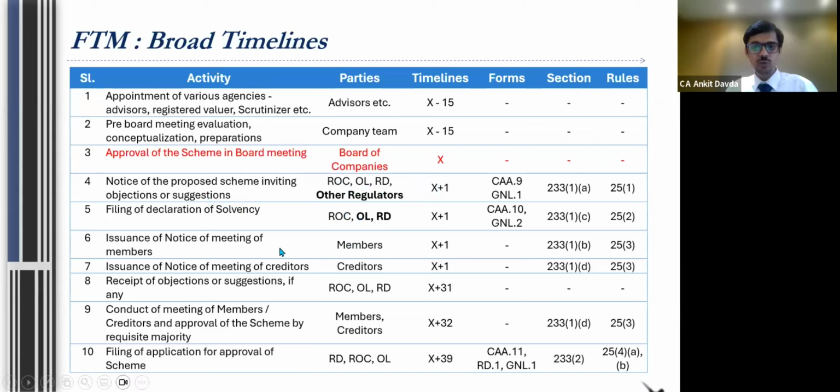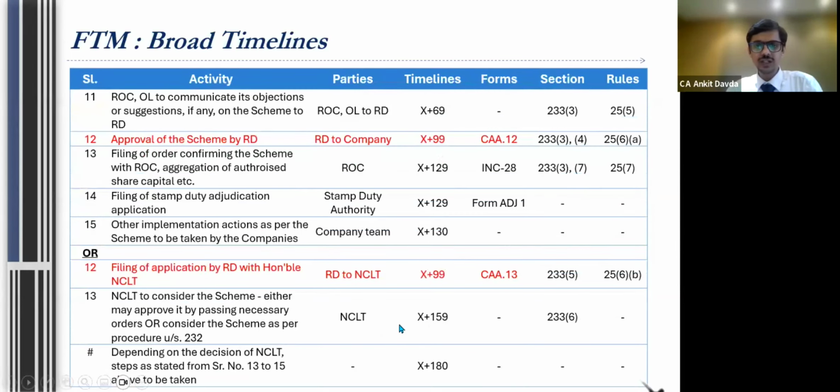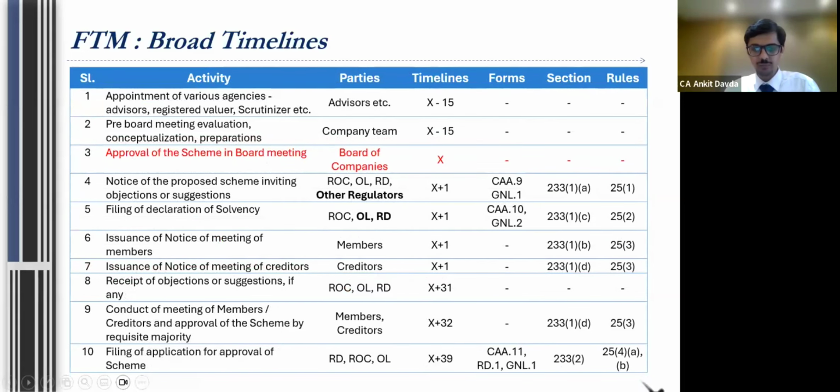And as we discussed the shorter route approach, on X plus 1 day itself, we issue notice to members and creditors for convening the meeting. So there are forms, sections, and rules which have been listed down. And by 30 days, we need to receive the objections and suggestions from the regulatory authority. And on X plus 32 days or 35 days, you can have a members meeting or creditors meeting. And within 7 days thereafter, you need to file an application with RD, ROC, OL, so X plus 39.